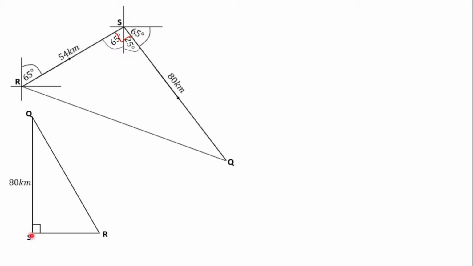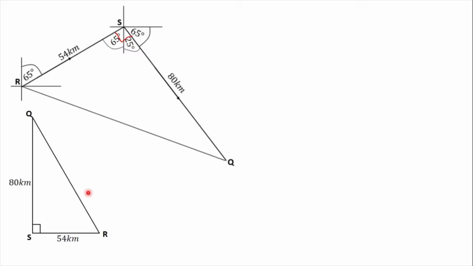Now we know that the distance between S and Q is 80 kilometers. So from the diagram, the distance between S and Q is 80 kilometers. So I will indicate that here, 80 kilometers. We also know that the distance between S and R is 54 kilometers. So I will indicate that one also on the diagram. The distance between S and R is 54 kilometers. The question told us to find the distance between Q and R. So we have a right-angled triangle. We know two sides and we want to find another. We can apply the Pythagoras theorem to help us solve this question.